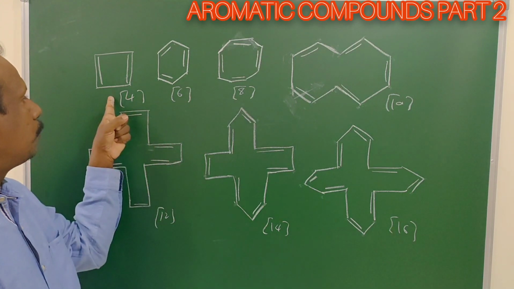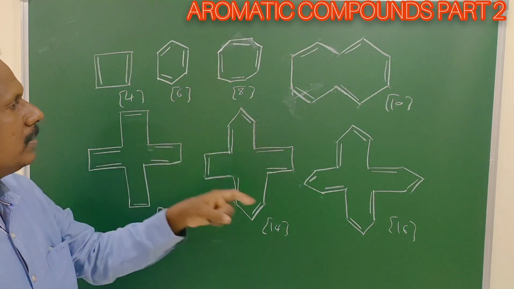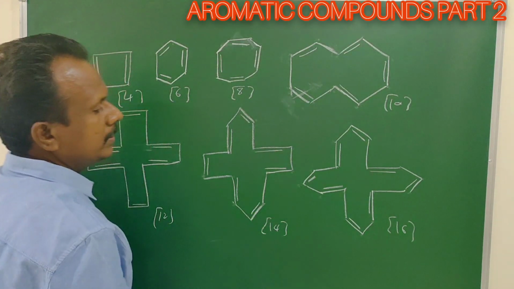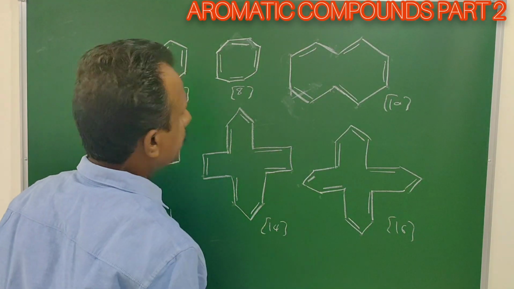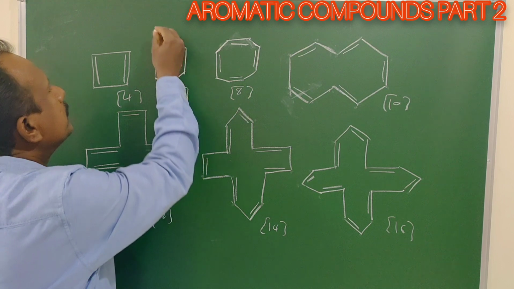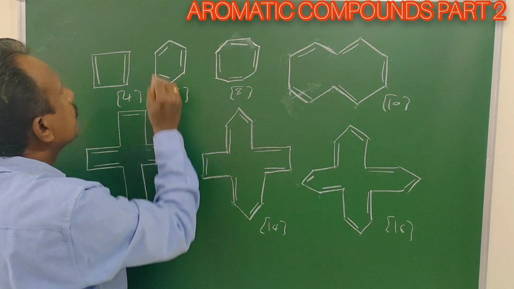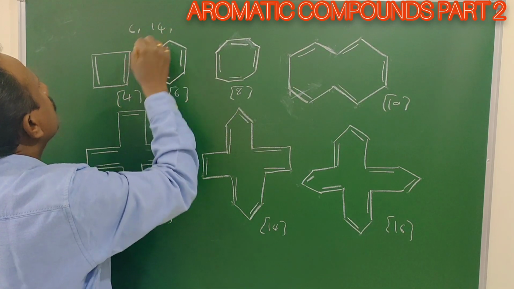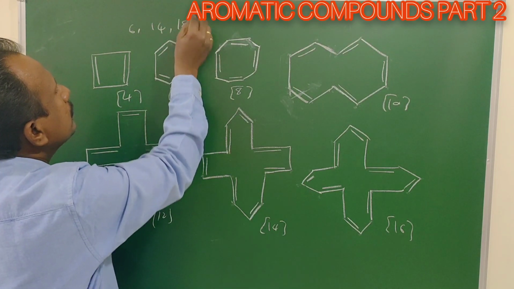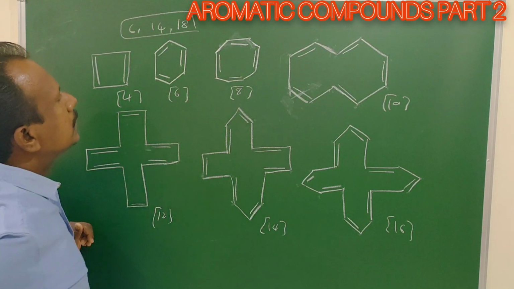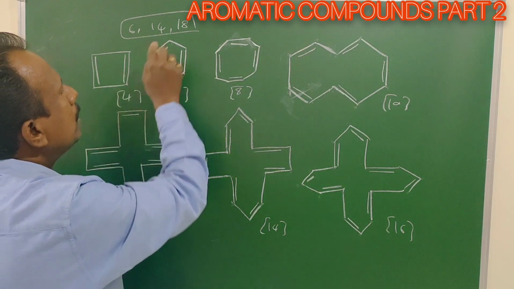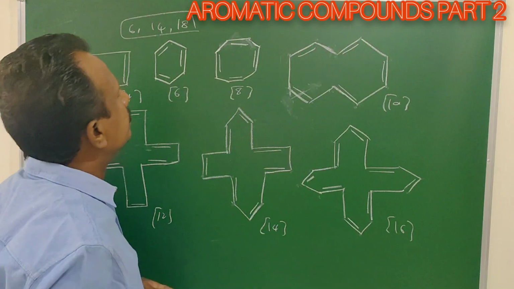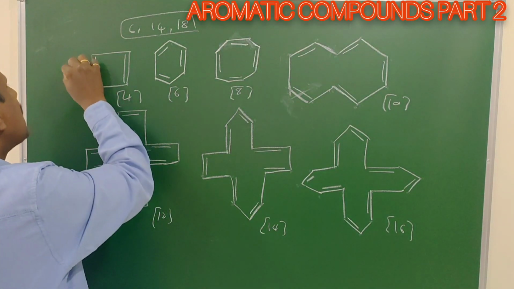It is [4]annulene, [6]annulene, [8], 10, 12, 14, 16, 18, 20 also there. In these annulenes, [6]annulene, [14]annulene, [18]annulene are aromatic. Remember, [6], [14], [18]. These are planar and aromatic. [4]Annulene is anti-aromatic.